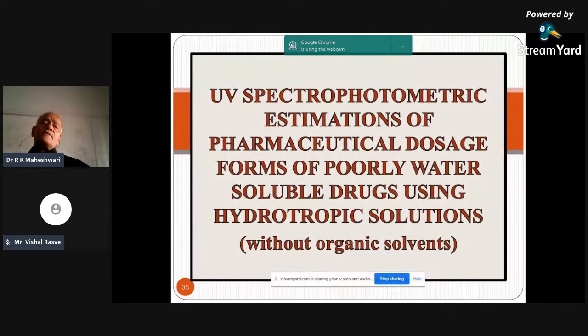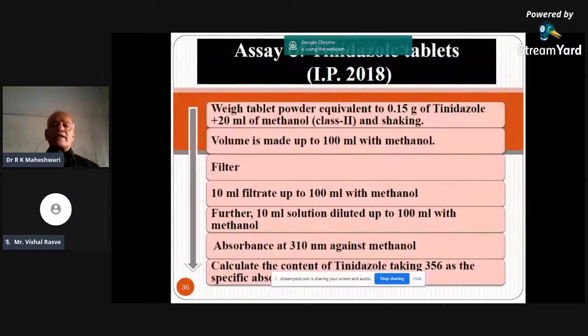Now, after titrimetric analysis, coming to UV spectrophotometric estimations of pharmaceutical dosage forms of poorly water soluble drugs using hydrotropic solutions without using any organic solvent. Now, for example, the tinidazole tablet IP 2018 method says: weigh tablet powder equivalent to 0.15 gram of tinidazole. Dissolve with the help of 20 ml of methanol, and after dissolution, make up the volume to 100 ml with methanol.